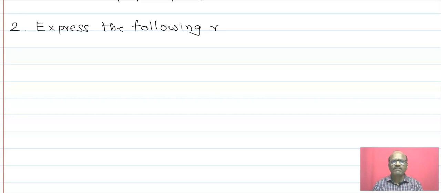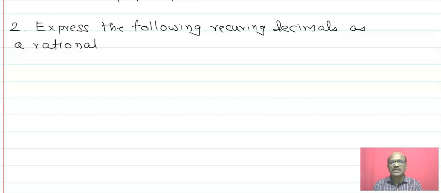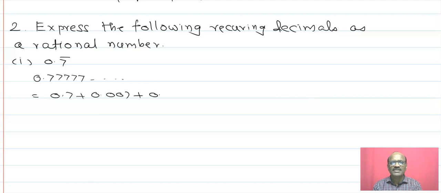Express the following recurring decimals as a rational number. This type of problem you have done in the 9th standard. 0.7 recurring is written as 0.7777, and it can be written as 0.7 plus 0.07 plus 0.007, and in this way.